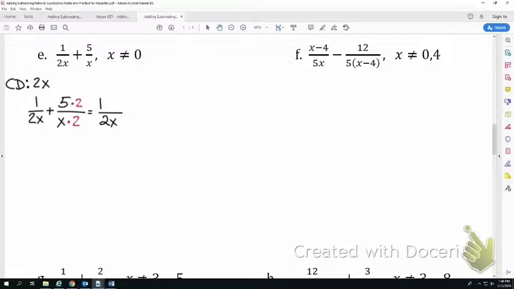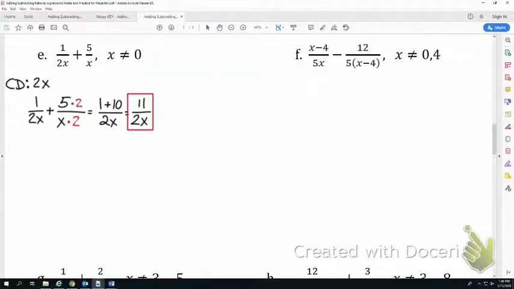And then my numerator, I've got 1. This is an addition problem. And 10. Which 1 plus 10 is what? 11. And then the excluded value is given up there.